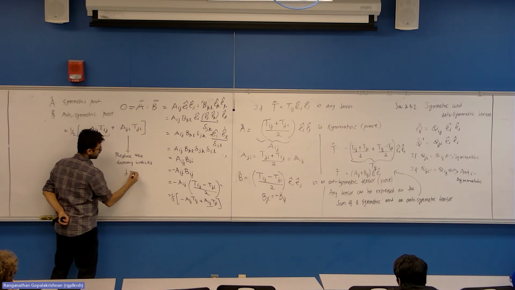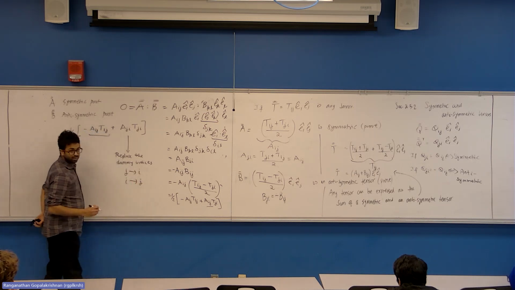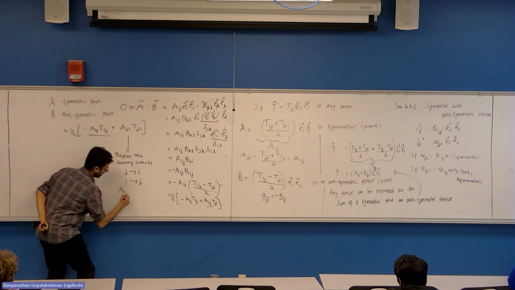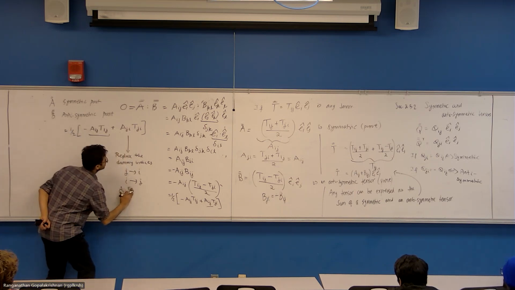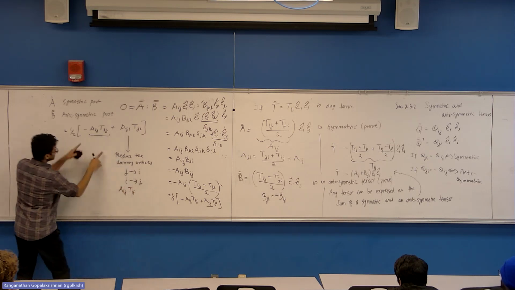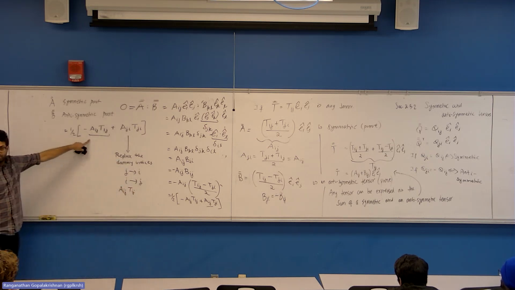Instead of calling it J, start calling it I. Instead of calling it I, start calling it J. If that's not confusing to you, I can write this as nothing but Aij, Tij, which is the same as this. That's one way to think about it.